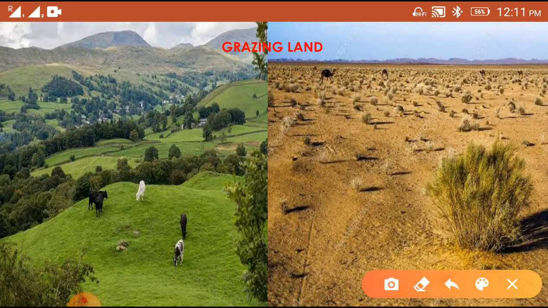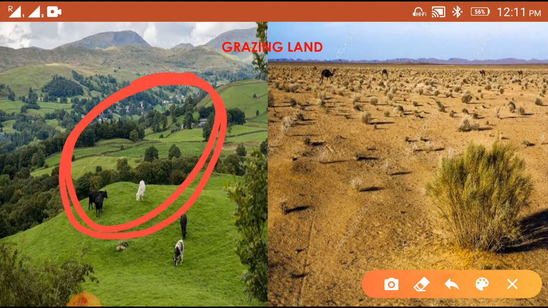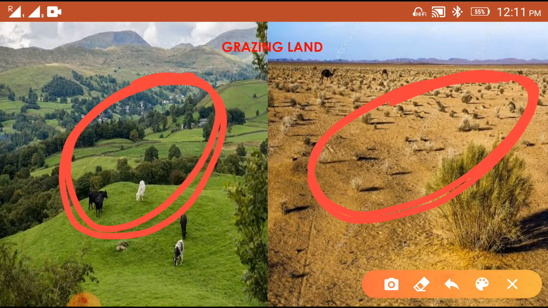Here in the left side of this picture you can see grazing land, or it's called grassland. So this land can be used for agriculture also. Two types of grazing lands can be seen. One is in Malnad region, sloping grassy land. Another one is in Maidan region, plain grassy land. So both can be used, especially this plain grassy land can be used for agriculture purpose.